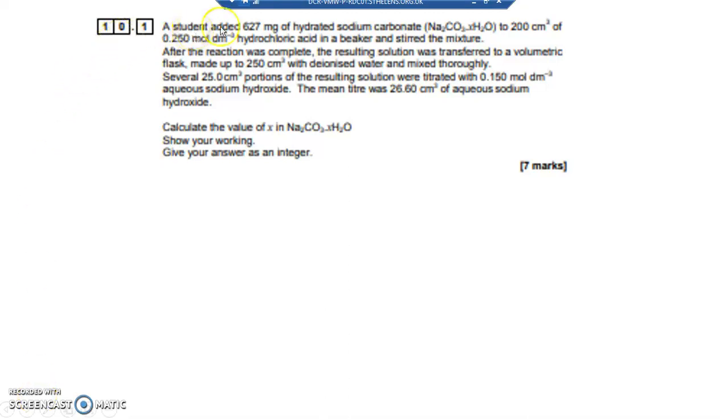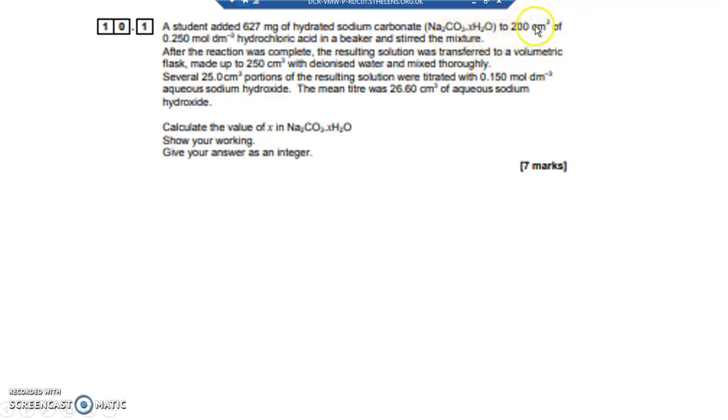Question 10. A student added 625 milligrams, or 0.627 grams, of hydrated sodium carbonate, and it gives you the formula Na2CO3·XH2O. Doesn't tell you what the X is, maybe we've got to work that out. To 200 centimetre cubed of 0.25 mole hydrochloric acid. This gives me a clue.